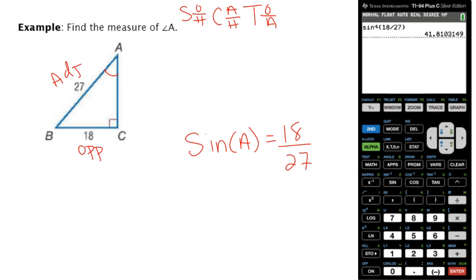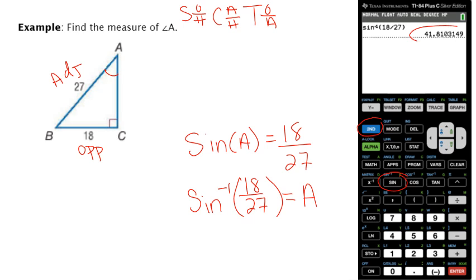So now that we have this ratio, what we have to do is use an inverse. We have to look up in our calculator the sine of what angle is 18 over 27, or 2/3, which is what that would reduce to. So we have to use our inverse here. In our calculator, instead of hitting just regular sine, you would hit second and sine. That generates the inverse, and then 18 divided by 27, and then you would close the parenthesis.